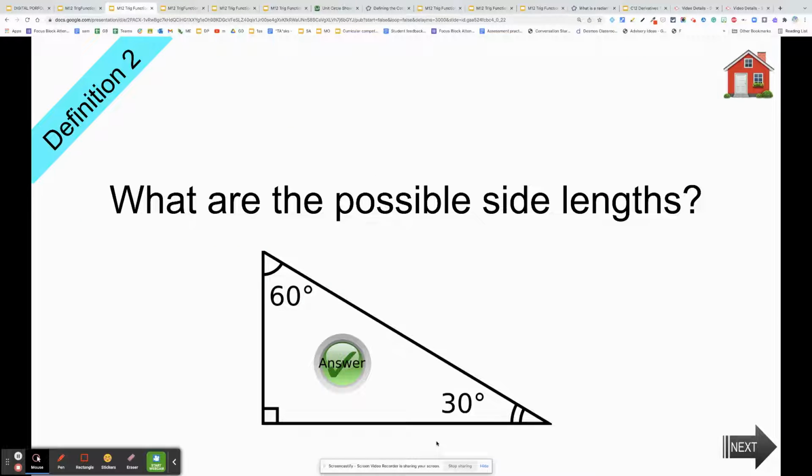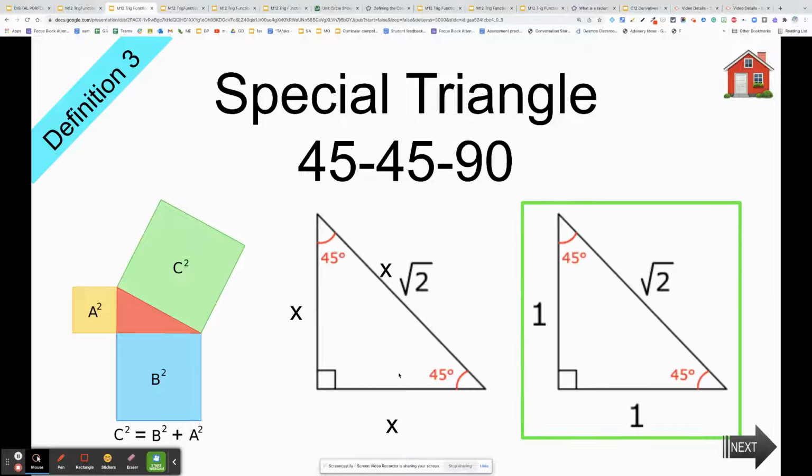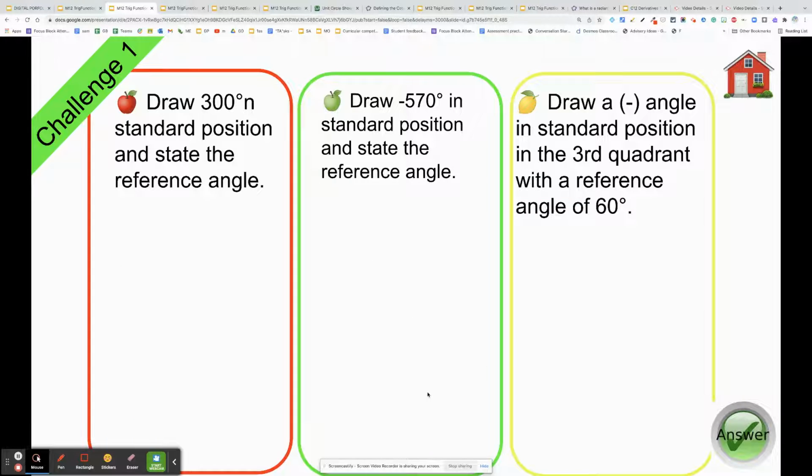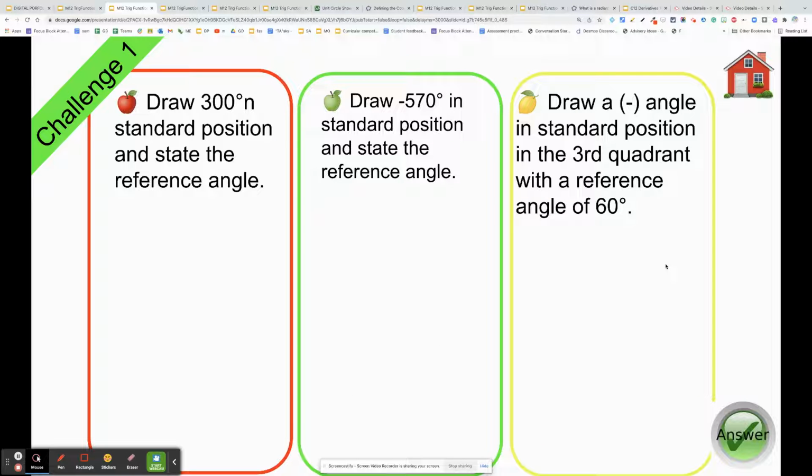So what are the possible side lengths? If you take an equilateral triangle and call all the side lengths 2, and cut it in half, then one side has length 1, the hypotenuse is 2, and by Pythagoras, the other side is root 3. On a 45-45 triangle, if the angles are the same, then the sides have to be the same length. If both are 1, then the hypotenuse by Pythagoras is root 2. So our special triangles are 30, 60, 90, and 45, 45, 90.